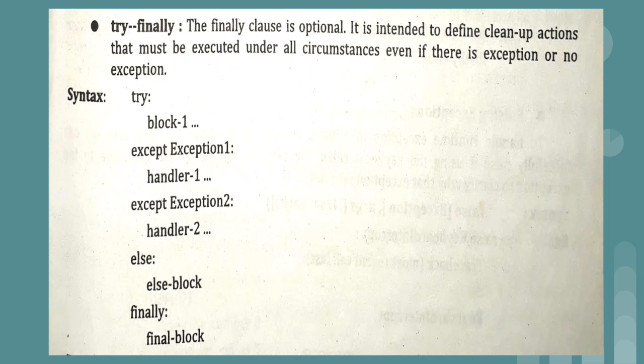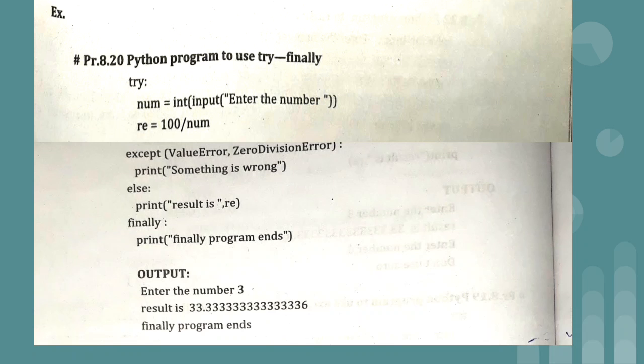But remember, the finally block is attached to the try block. So without try, you cannot make use of the finally block. So just see the syntax for try and finally. We have the normal syntax only. First we have the try block, then we can have multiple except blocks, then we have the else block, and after else we have the finally block. So now we are going to see its example.